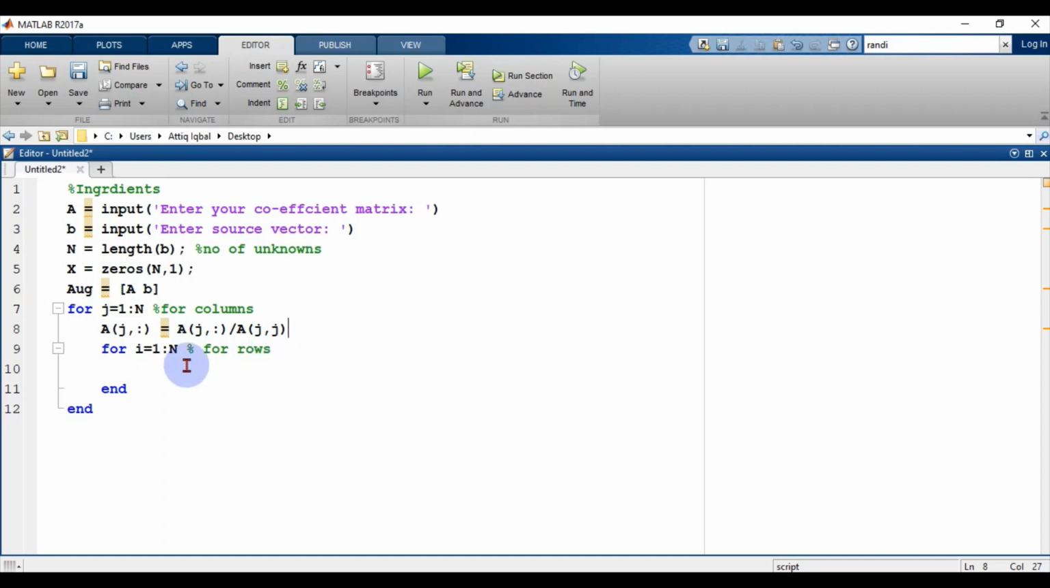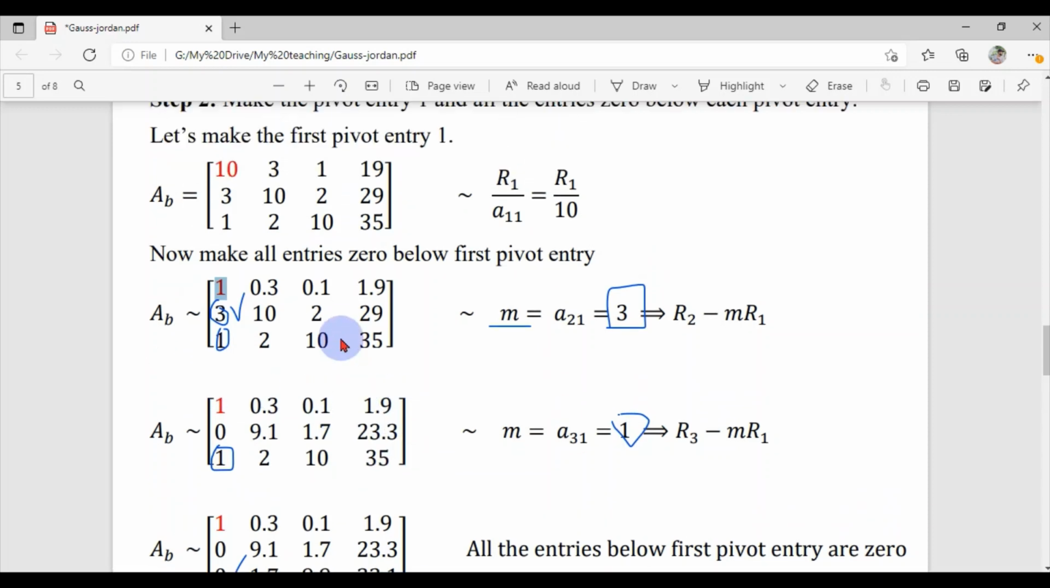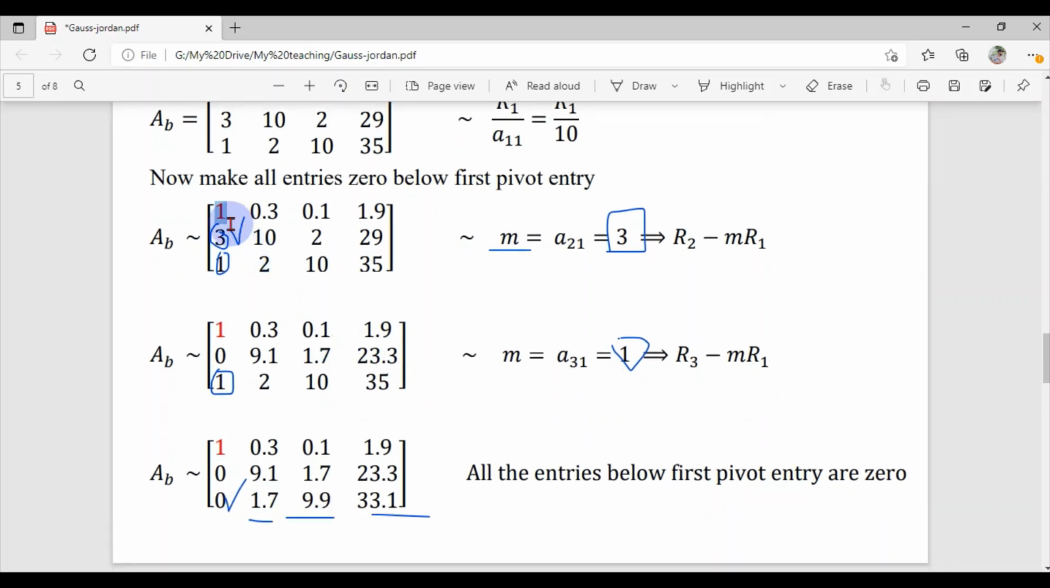After making that entry 1, I have to make the entries below and above it 0. So the inner loop will take care of this. Let's learn the concept from here. If I want to make the entries below the first pivot entry 0, I will only make changes in row 2 and row 3.